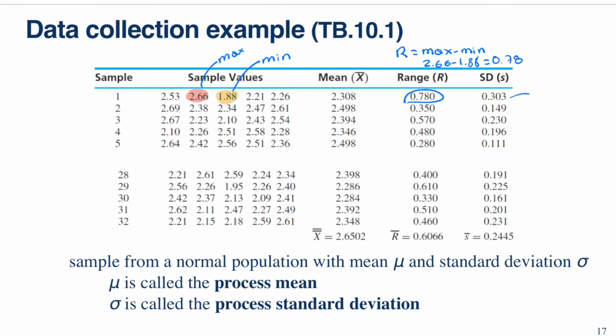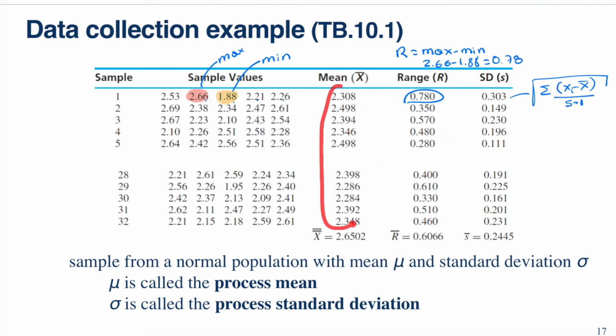Now the standard deviation is computed in the traditional way, so it's the sum of xi minus the mean, squared, divided by, in this case, 1, 2, 3, 4, 5, minus 1, and the square root of that. So that's the standard deviation that is calculated in this case. So we are computing 32 means, one for each sample, 32 ranges, and 32 standard deviations.